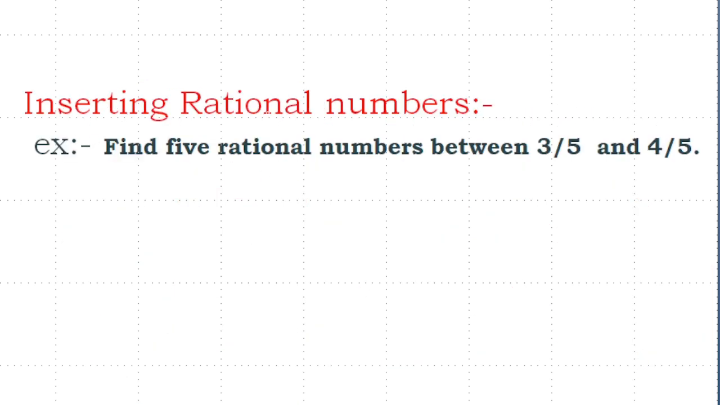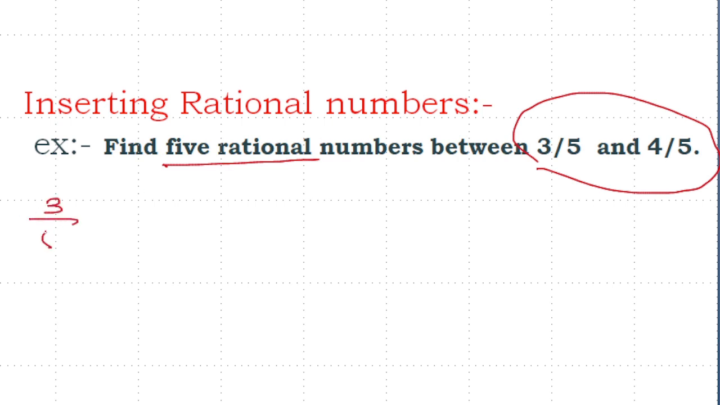Here is inserting rational numbers. This I think you have been reading from the 6th class. You read just one method; here I will explain 3 methods. The first method that you read: this is 3 by 5 to 4 by 5. How many rational numbers? 5 rational numbers. This is the question from the book.